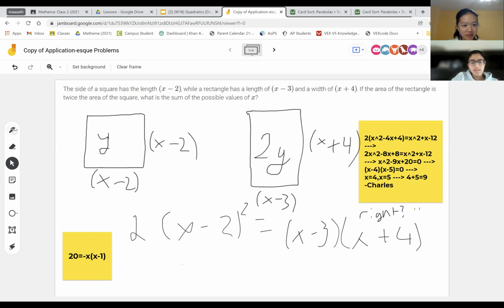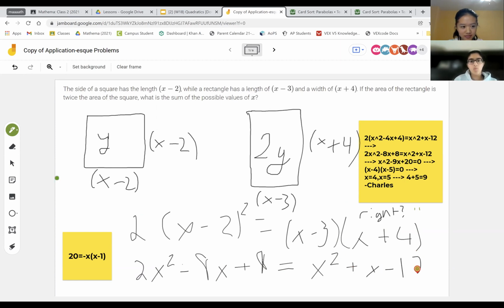distribute, and we get 2x squared minus, because 2 times x squared is 2x squared, minus, and then we'll have negative 4x times 2, which is 8x. And then we have 4 times 2, so plus 8. You can tell my handwriting is beautiful. Okay, that is equal to x squared, plus x, and then minus 12, right?